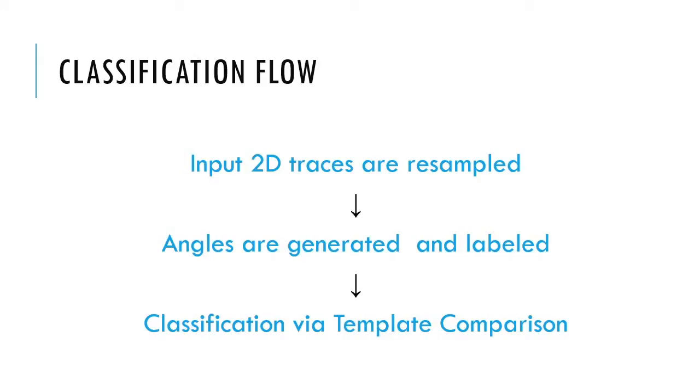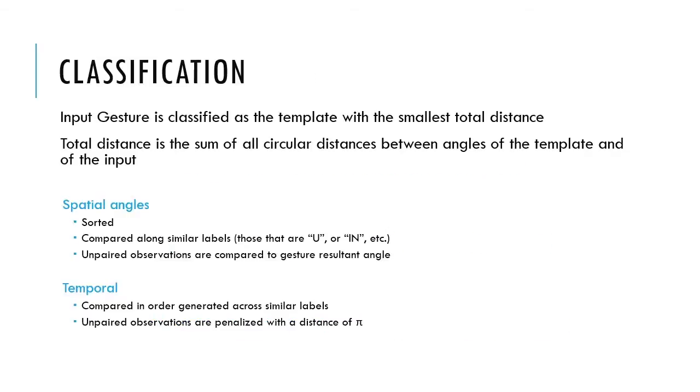The overall classification flow is as follows. First, the 2D traces which are inputted are resampled. Then angles are generated and labeled, and then classification via template comparison is performed. For the classification in CircGR, input gestures are classified as a template with the smallest total distance, which in other words is the sum of all circular distances between angles of the template and of the input.